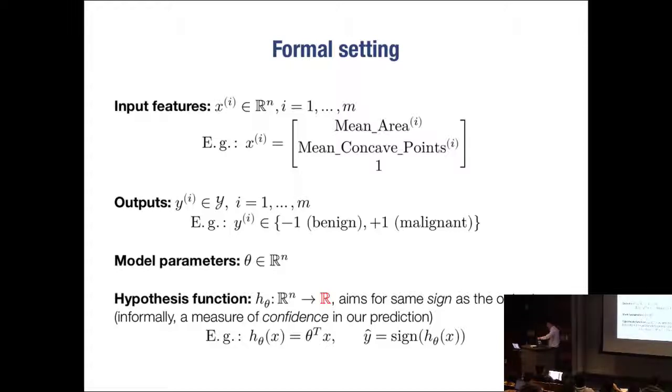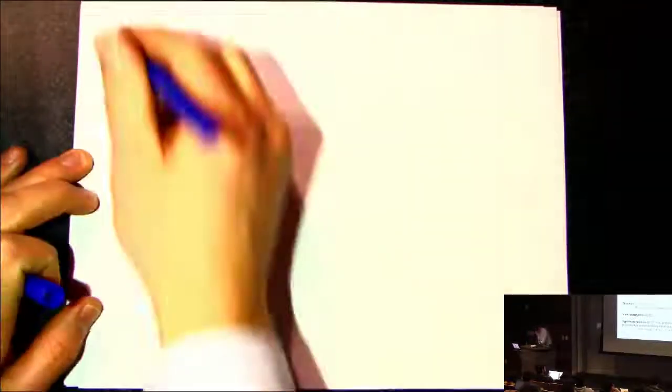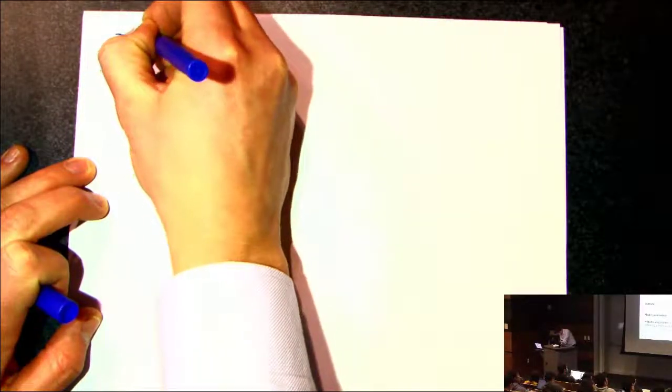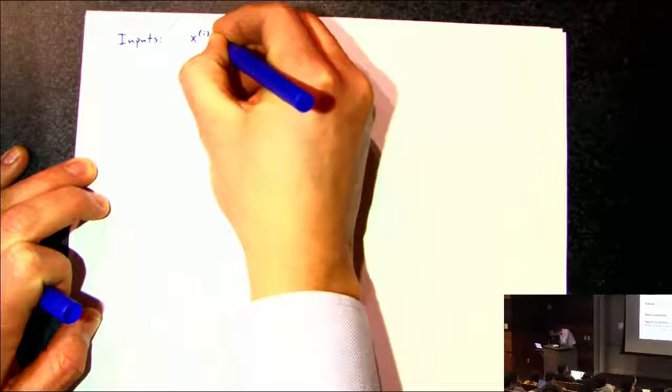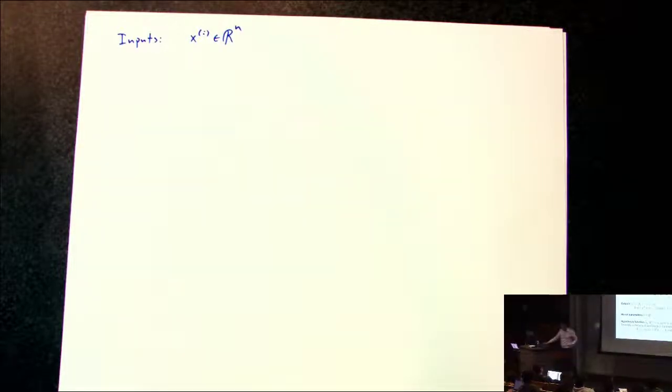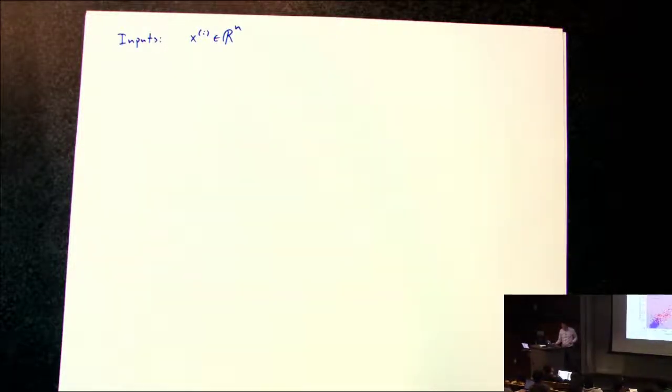So in particular, and I'll write this again just to emphasize it, just as before, we have inputs. Let me just make sure I'm visible here. We have inputs, which are vectors in R^n. In this case, at least in this figure here, the input might be the mean area of the tumorous cells, the mean number of concave points, and a 1. Remember, the 1 is how we capture the constant, the bias term, the intercept term.